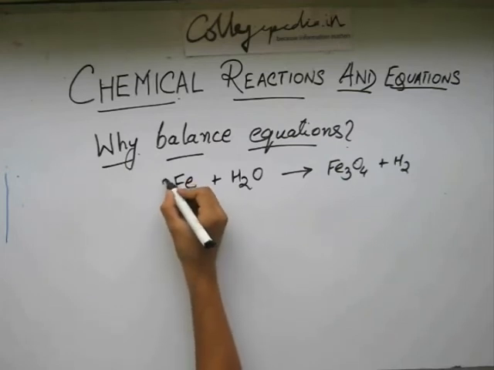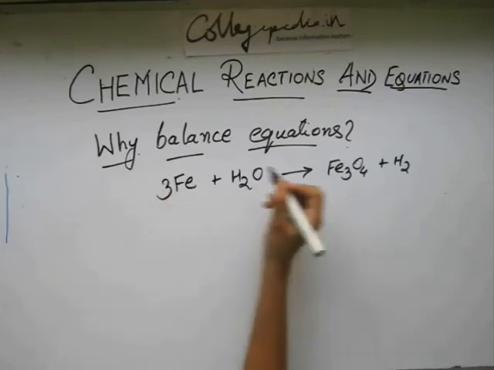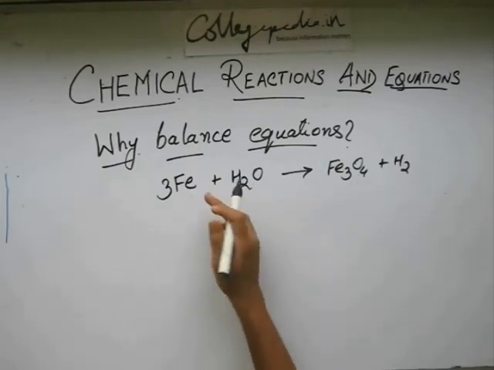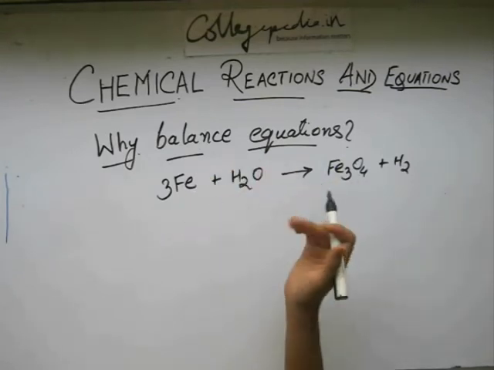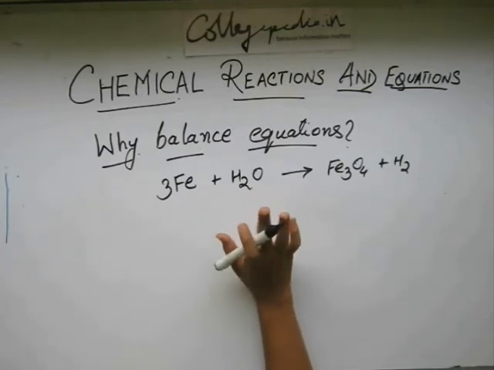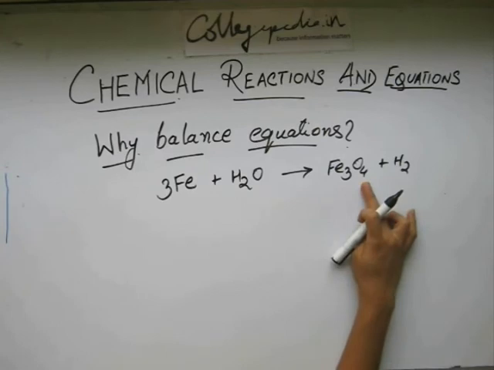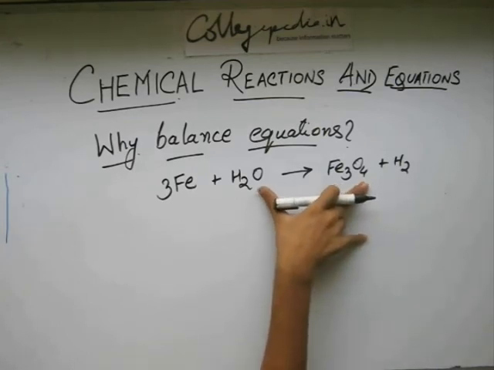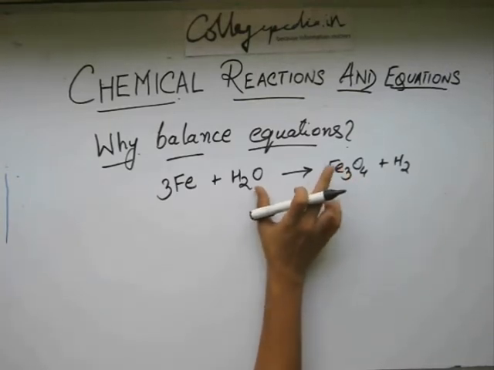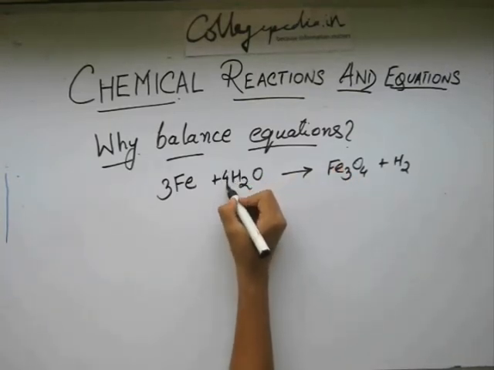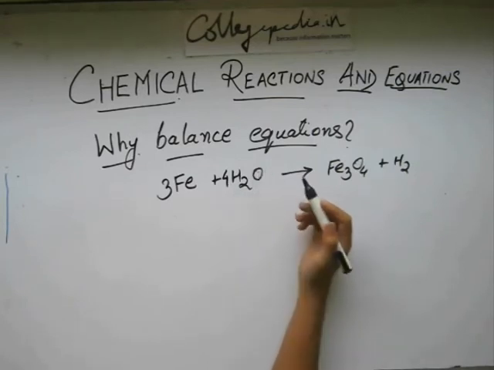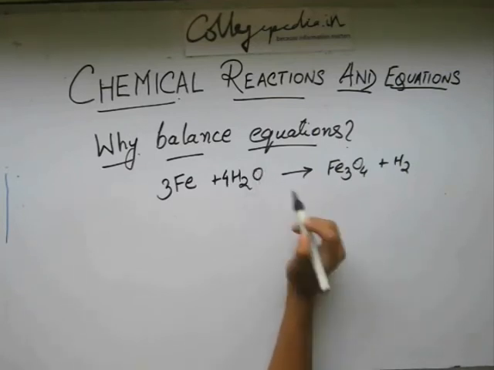So you make this 3. So 3 Fe, and here also Fe3. And this is just an element, so there are no other atoms to get tripled along with Fe. Now you see that here there are 4 oxygen atoms. Here there is 1. So in order to make this 4, you put a 4 in front of this. This 4 multiplies with the oxygen, making it 4 atoms of oxygen.